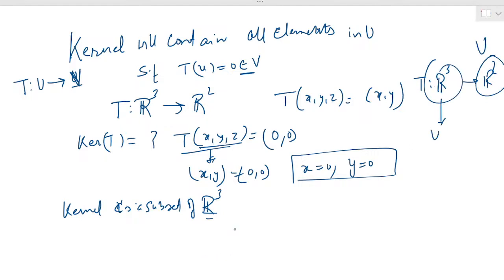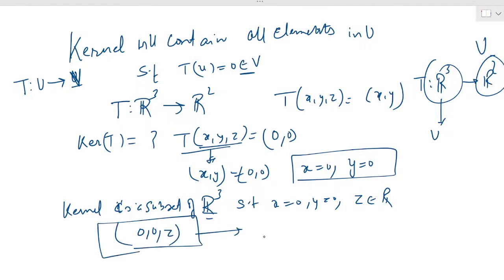So kernel is a subset of R cube such that x becomes 0 and y becomes 0 and nothing about z. So z is all of R. So the kernel would contain all these elements, and this is not the origin, rather it is the entire z-axis. So your entire z-axis would be your kernel. Is that clear? An entire plane, that is the entire Cartesian plane R square, would be your range. Is that clear?